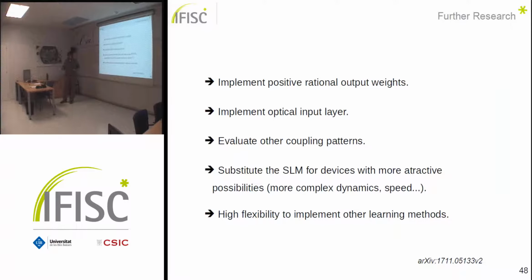This doesn't stop here, because there are many things that you could do in this system. You could implement positive rational output weights, so they are not only Boolean. You could implement an optical input layer, so this computer would be full optical as the information is injected optically and comes out optically. You could evaluate other coupling patterns, and most interesting, you could substitute the SLM by some other active optical element, like for example semiconductor lasers, that would bring the nonlinear dynamics of these devices and the gigahertz speed to this computer.